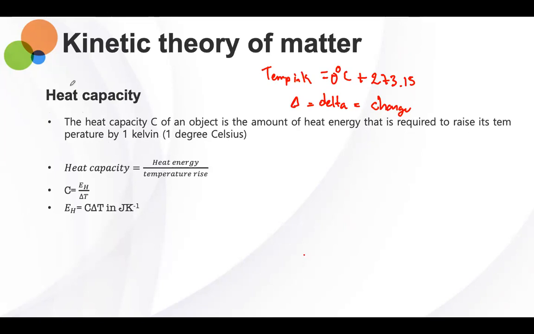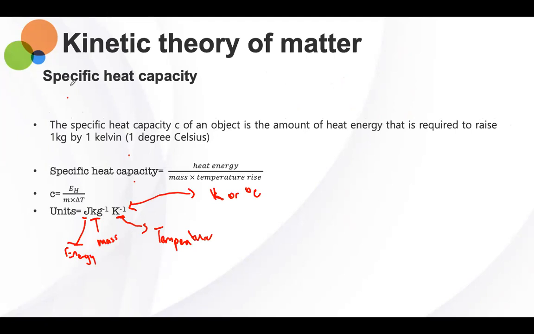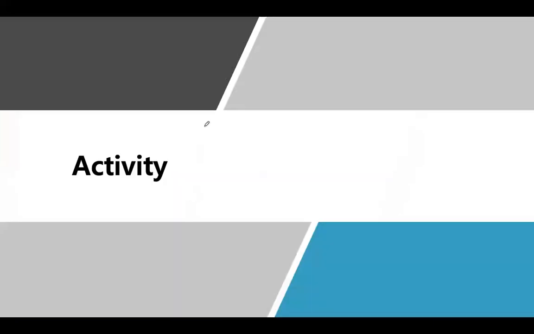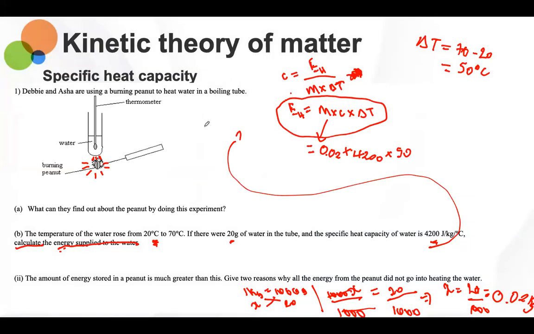Right, so specific heat capacity, on the other hand, is the amount of heat energy that is required to raise 1 kilogram by 1 Kelvin. It's essentially the same, but in this case, we are taking 1 kilogram out of that object to see how it will react, rather than a large mass of the object. And we also did some questions, right?